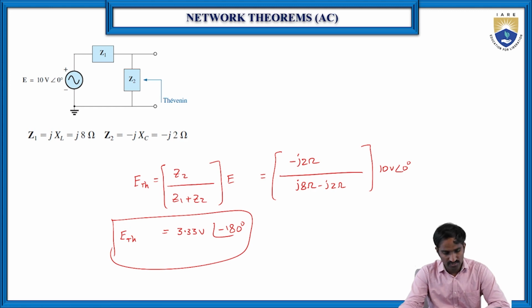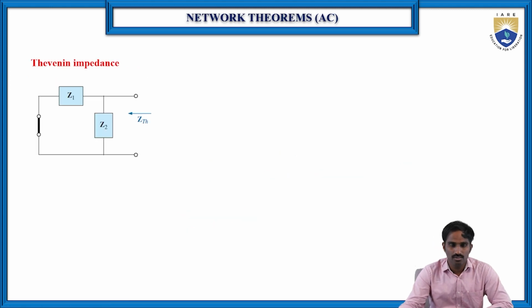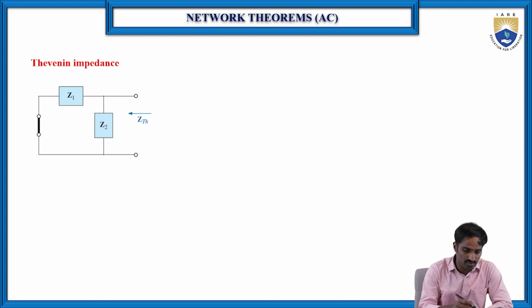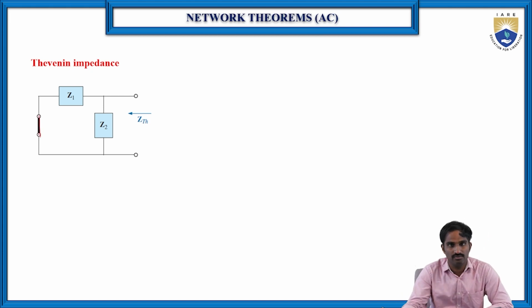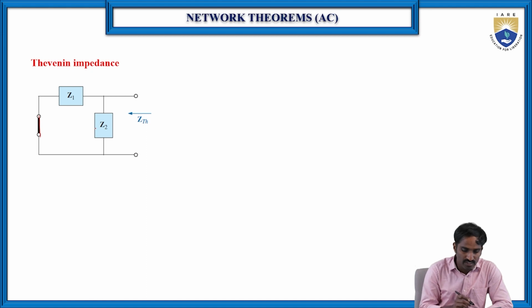Now next we need to find Z Thevenin's. First we need to find it again across the load terminals. To find it, the condition is we should replace all the active sources, which means if it is a voltage source, then that should be replaced with a short circuit, and if it is a current source, then that should be replaced with an open circuit. Here we have only one voltage source, and it is replaced with a short circuit, right? Now we have to find the equivalent impedance between these two terminals.